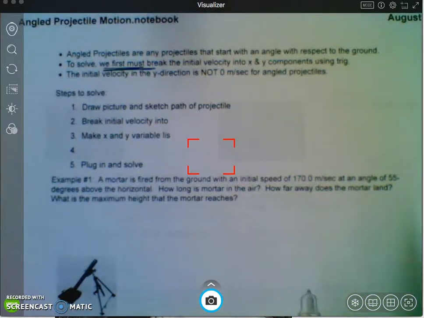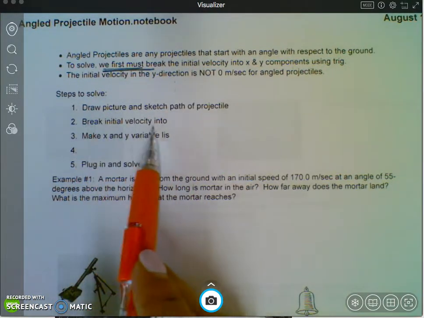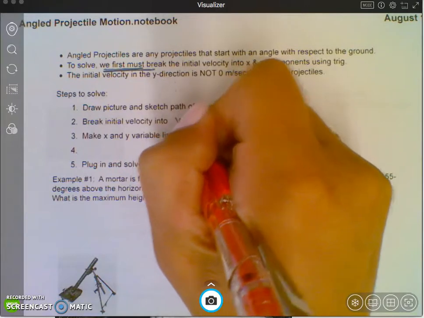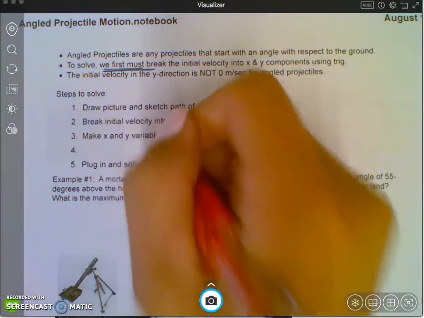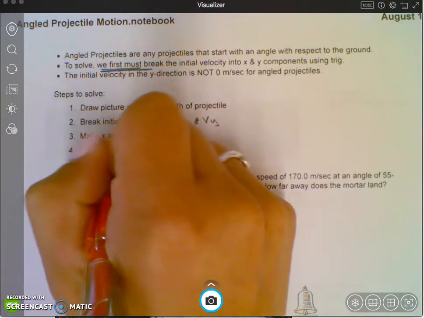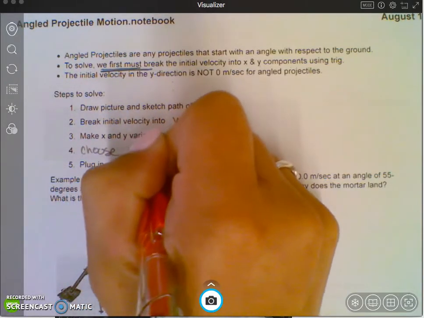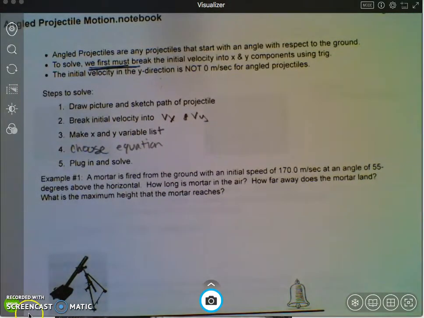The steps that you're going to use to solve: first, draw a picture and sketch the path. Then break the initial velocity into Vx and Vy. Make an xy variable list. I don't know what happened to the t there. Then choose the proper equation, and then plug in and solve.